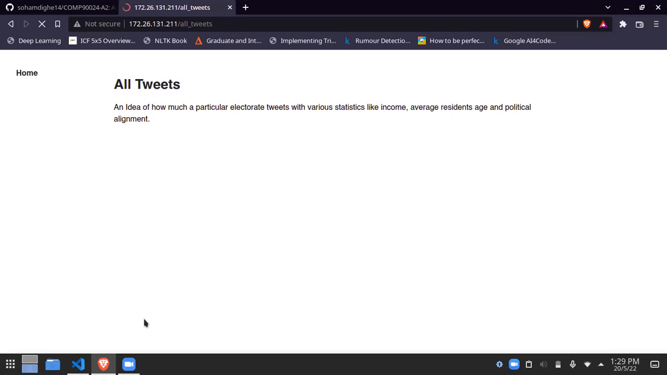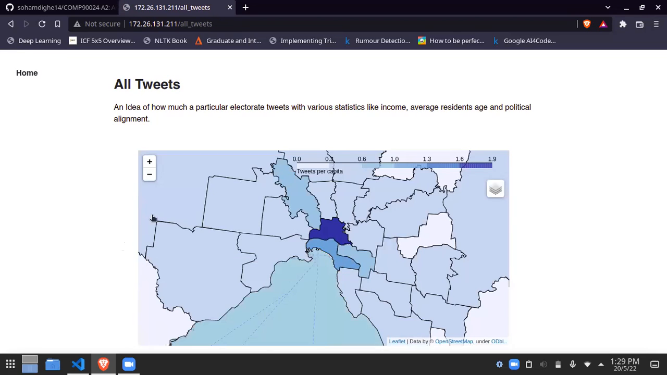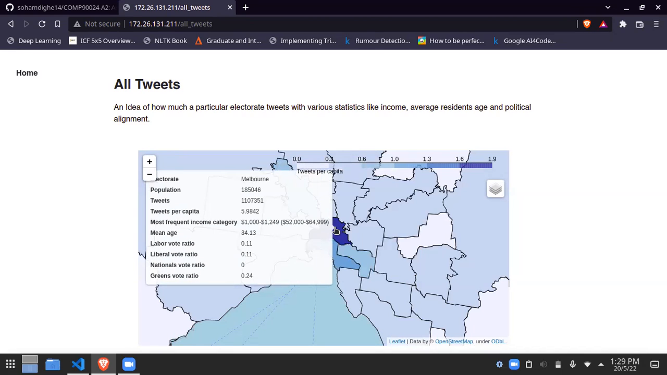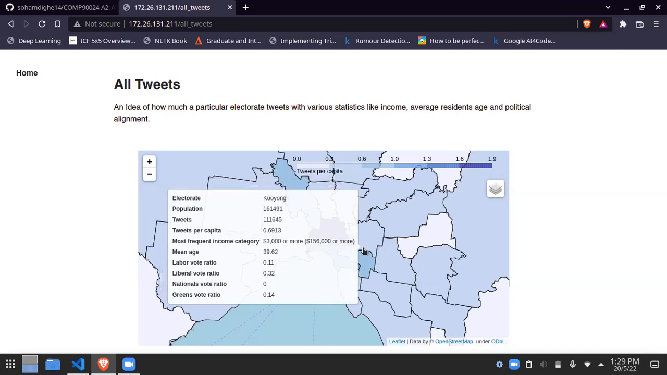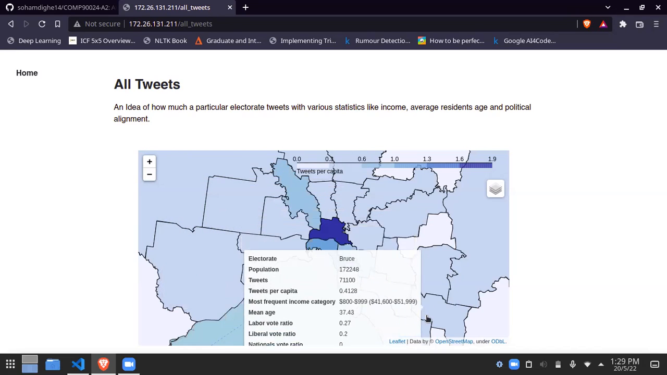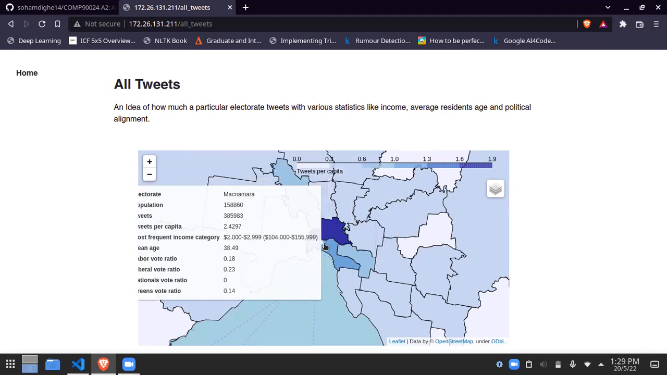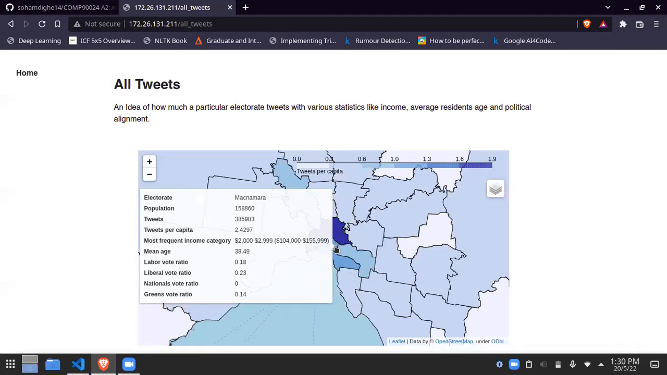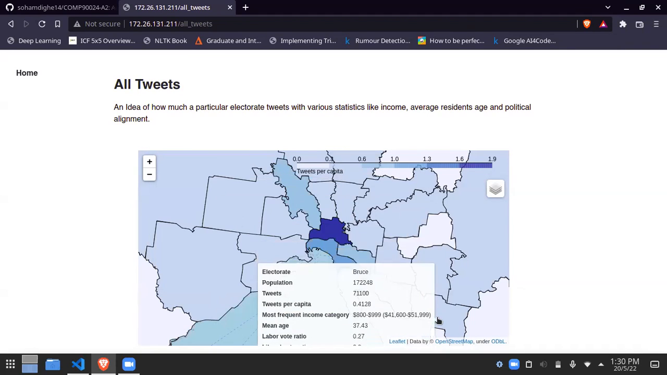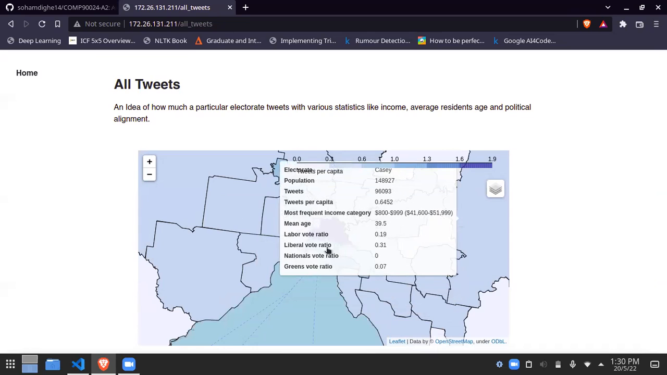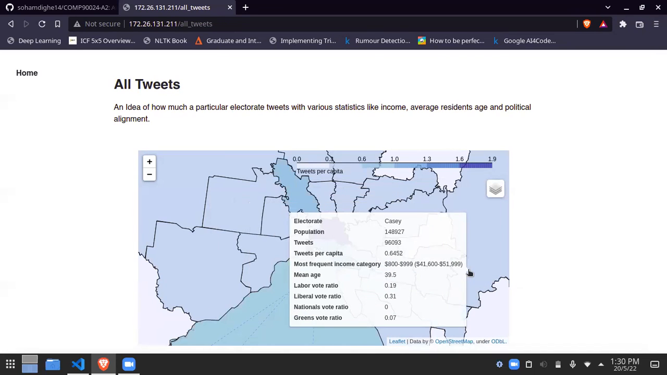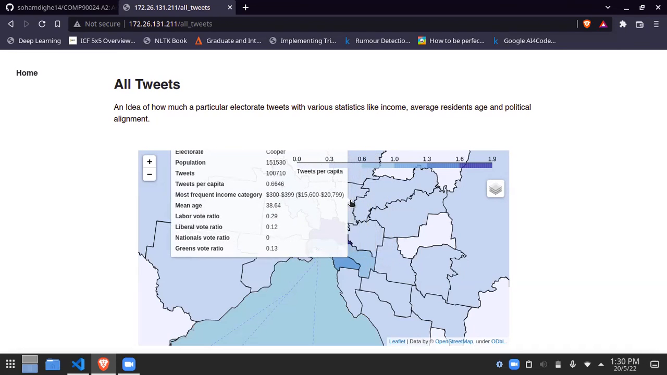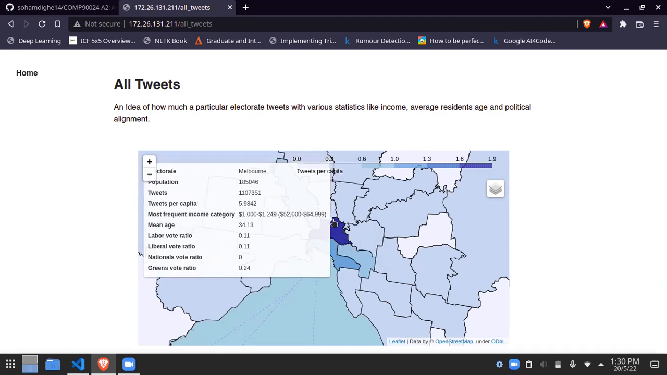So this gives us an idea of what every electorate is like, how much income they have, how much they tweet, what kind of political party they prefer. We can see the ones close to the heart of the city are heavily invested in Greens, while the ones away from the city are not so invested in Greens. The ones outside the city do tend to vote Liberal a lot more, but it becomes competitive as they start getting in and Labor starts gaining votes.